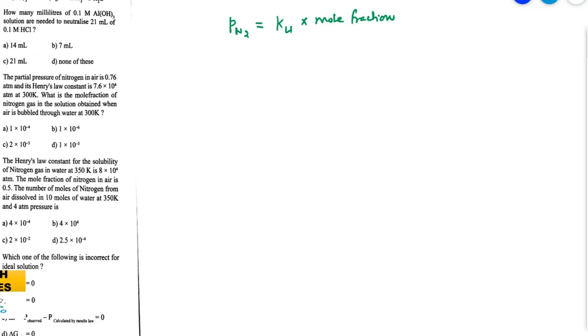So this is a basic relation. Partial pressure is equal to this Henry constant into mole fraction. In the problem, the partial pressure is given. What is the partial pressure? It is 0.76 atmosphere. And the Henry's law constant is also given, it is 7.6 into 10 power 4 atmosphere at the given temperature in Kelvin. And the mole fraction of the nitrogen gas is the question.